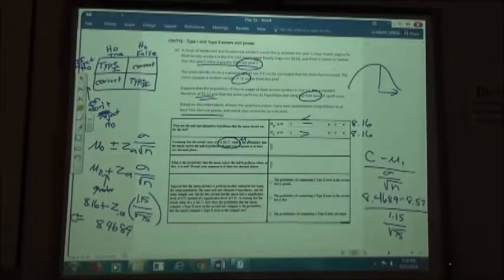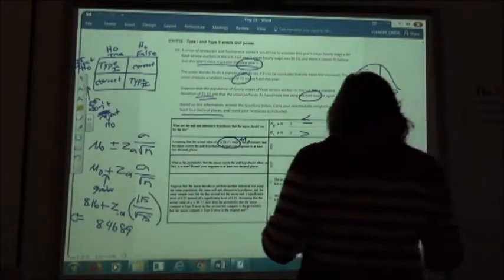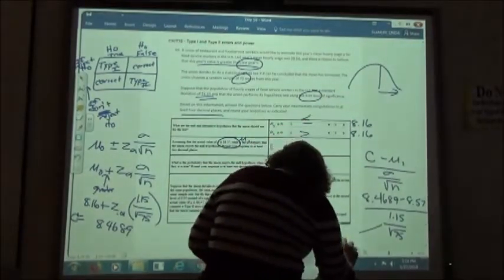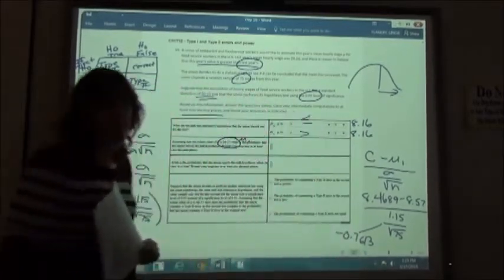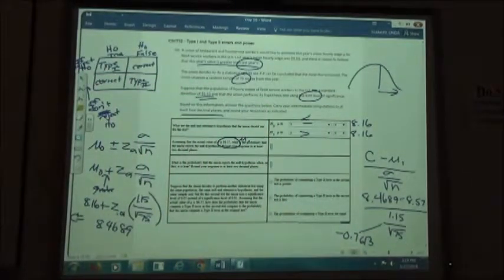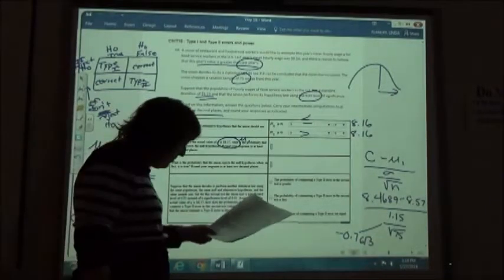and then we're going to divide that by 1.15 divided by square root of 75. And hit equals. All right. That number is negative 0.7613, right? We're still not done because now we're to the last step of the problems that we just did. We still have to find the p-value.